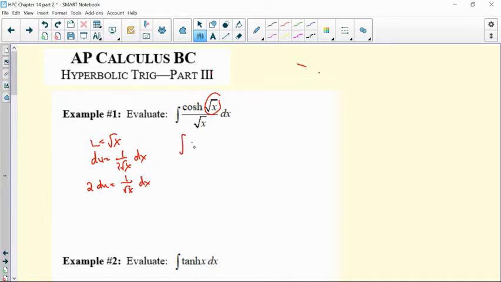And actually, I think these are even easier than just normal trig, because we don't have to worry about which one was negative, which one is positive with sines and cosines. The integral and derivative of cosh is still going to be sinh regardless, right? So this is just 2 sinh u plus c, and then that becomes 2 sinh of the square root of x plus c.